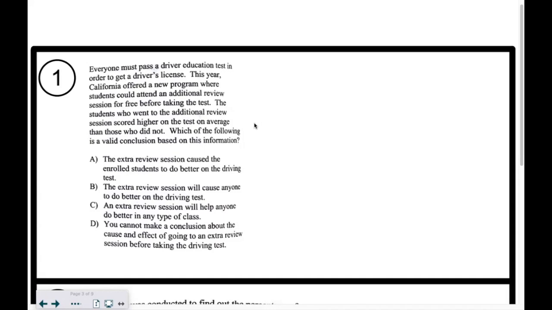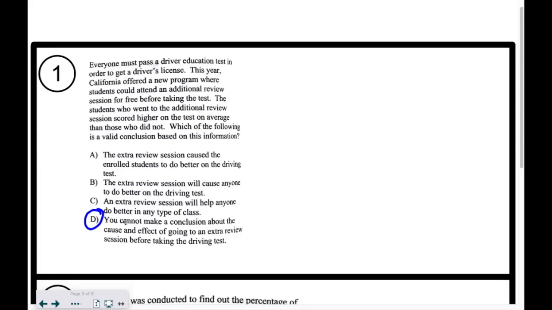Because who's to say that the people that attended the review are not the type of people who were going to study and do better anyway? All right, so the people who didn't attend it. Now, if they split the group up and 50% of the people went and 50% didn't, and it was done randomly, then the 50% who did and who didn't would be a nice mix of all the different types of people, some that study, some that don't. So then you'd be more likely to say that the review worked.